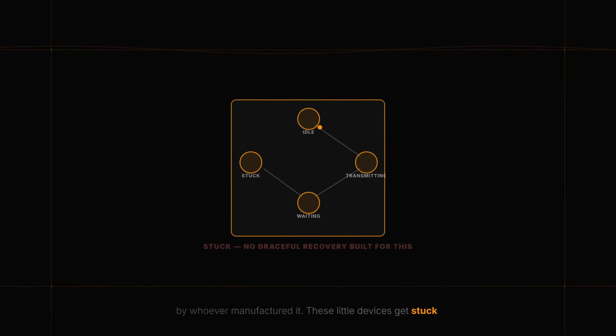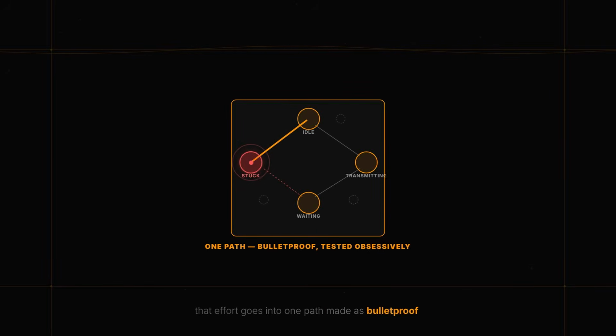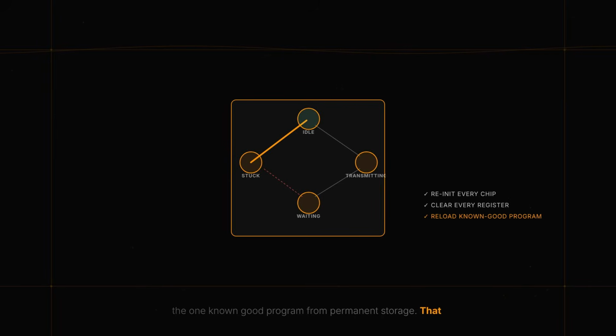These little devices get stuck constantly, a dropped signal mid-transmission, a rare sequence of events nobody happened to test for. And here's the manufacturer's actual calculation. Since unplugging it is always an option for whoever's holding it, they often don't bother building graceful recovery from every possible bad state. Instead, all that effort goes into one path, made as bulletproof as possible. The full startup sequence, reinitializing every chip, clearing every register to its default, reloading the one known good program from permanent storage. That path gets tested obsessively because it has to work every time, for every customer, forever.